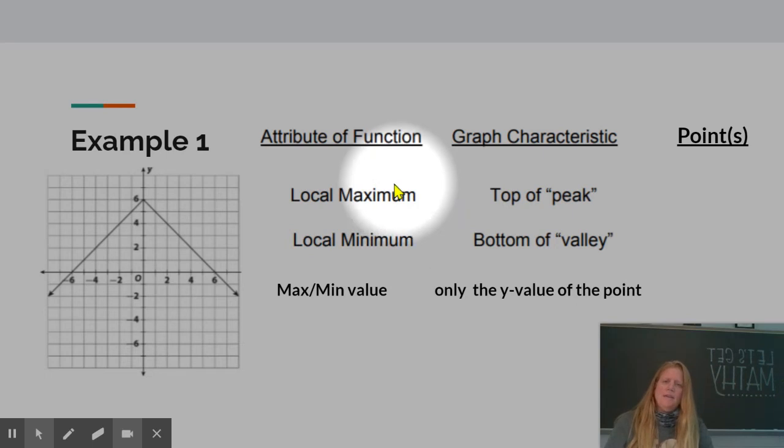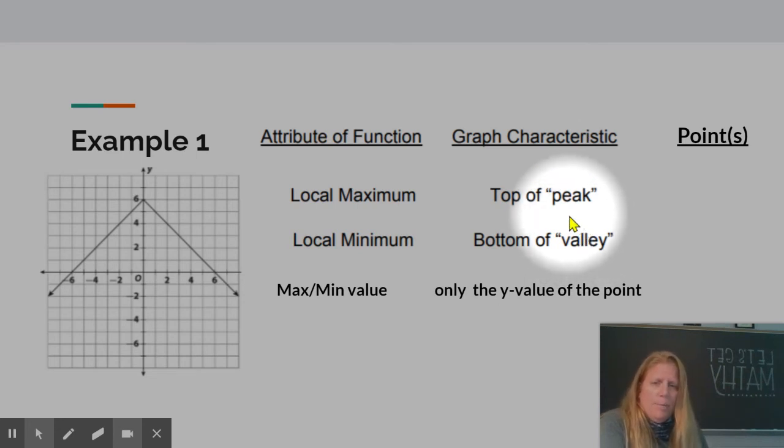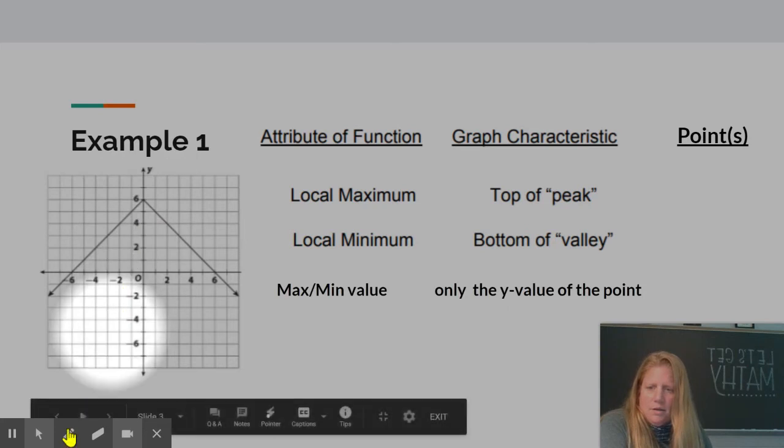Moving on to our next attribute, we're going to be looking at maximum or minimum values, commonly called max or mins. So if we look at this graph, you want to examine if you have a top of a peak or the bottom of a valley. You may have a situation where you have both, but in looking at this graph, you can see over here that you have a maximum value because it's at the top of the peak here at 6.